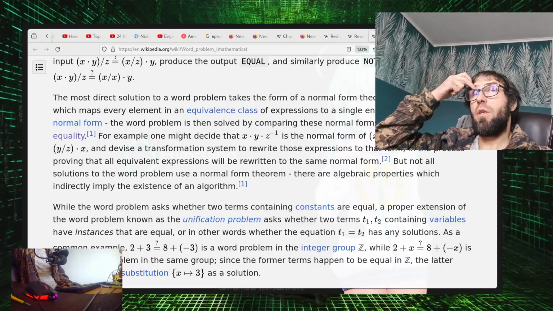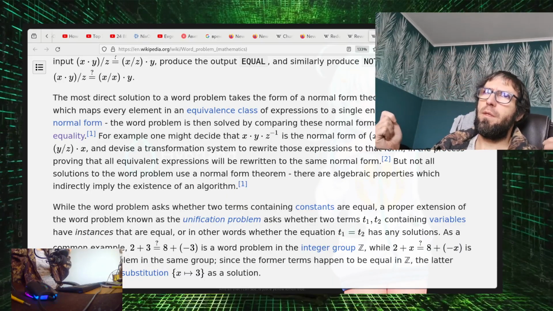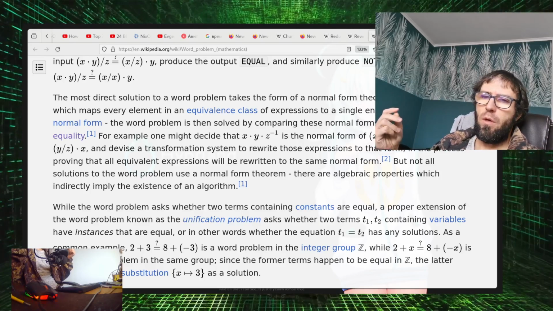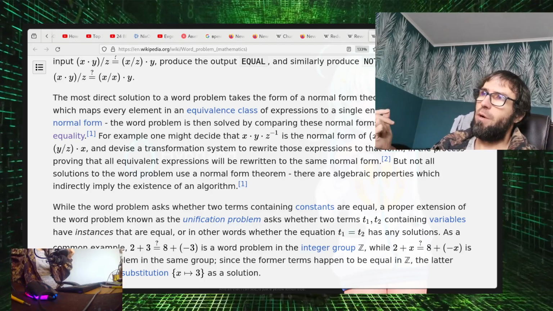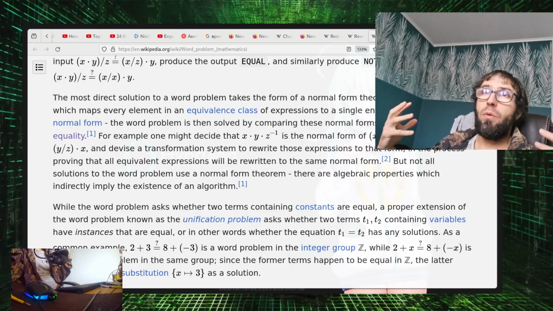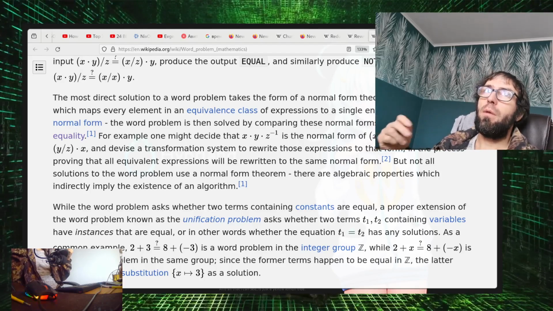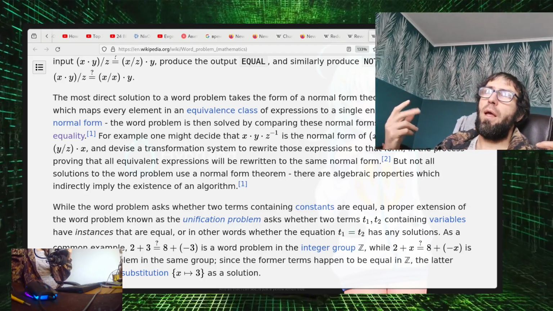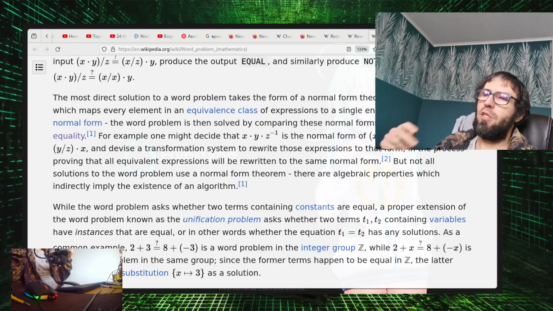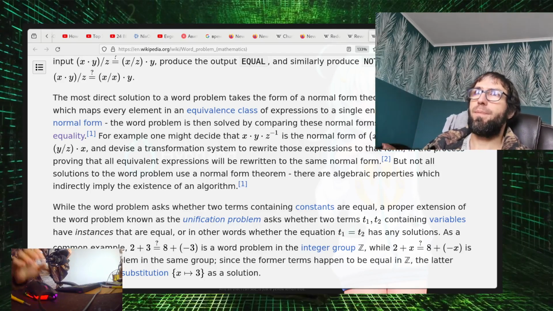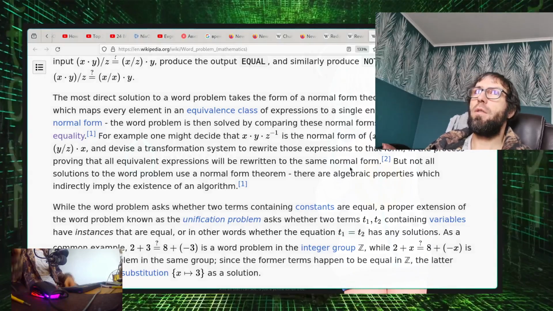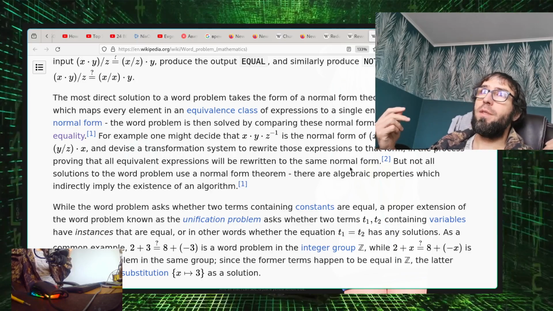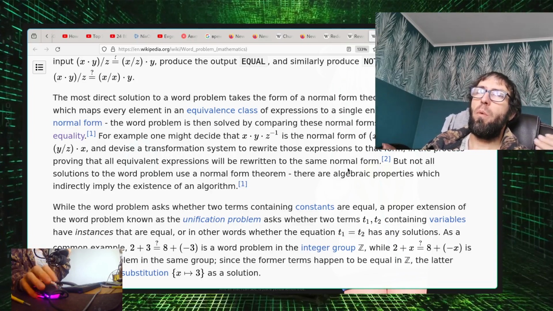The most direct solution to the word problem is to take the normal form of the expression. We group all the expressions into equivalence classes, and pick some normal form element from each equivalence class which represents it. And after this we take these two normal forms and compare them with syntactic equality.